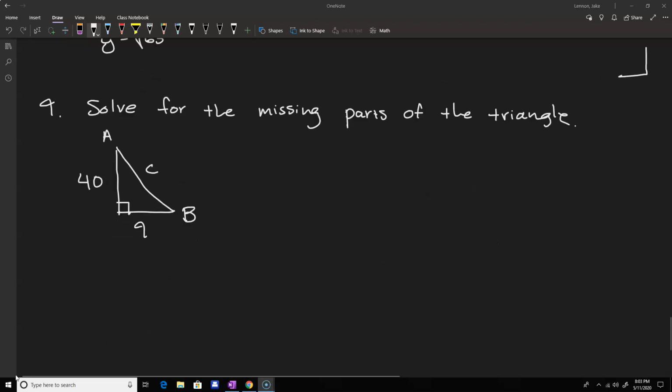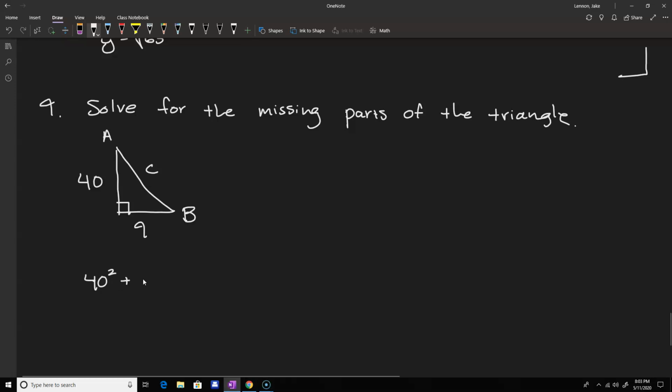Okay, so for 9, we want to solve for the missing parts of the right triangle. We're given 2 of those parts here, the legs 9 and 40. So the first step is to find little c, then we want to find angles A and B. We can find c by using the Pythagorean theorem.